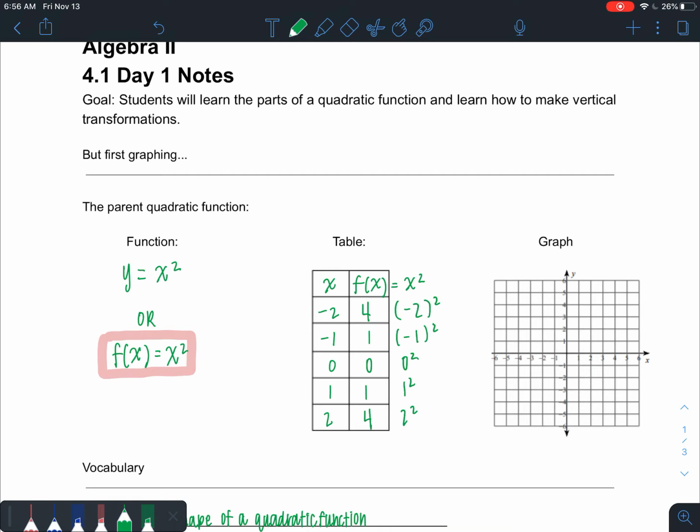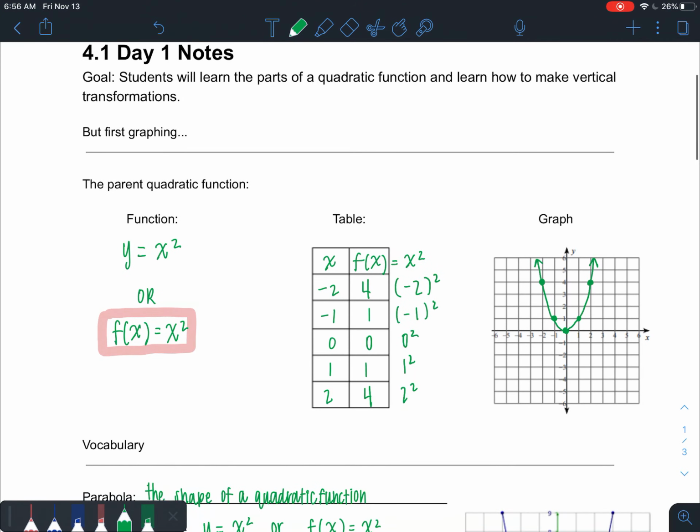So then I'm going to graph these points. So I have -2, 4, -1, 1, 0, 0, 1, 1, and 2, 4. So then I'm going to draw, and it's supposed to look like a curve. Those shouldn't be straight lines. Looks like that. Okay, so this is the function f of x, this is the table for f of x, and this is the graph of f of x.